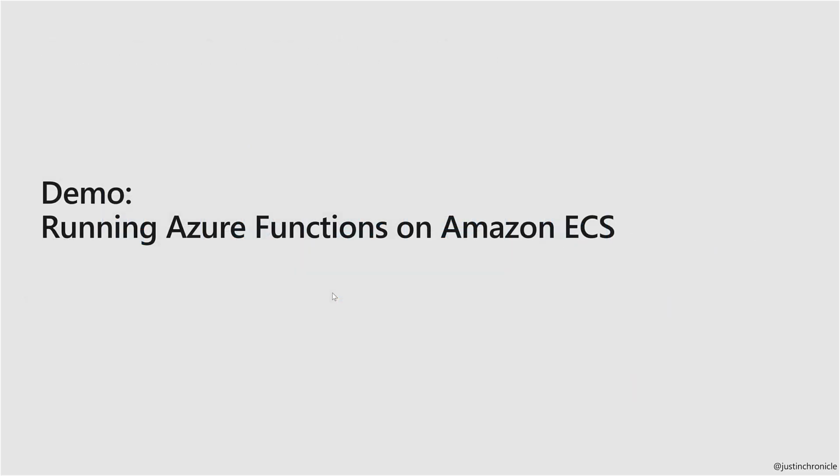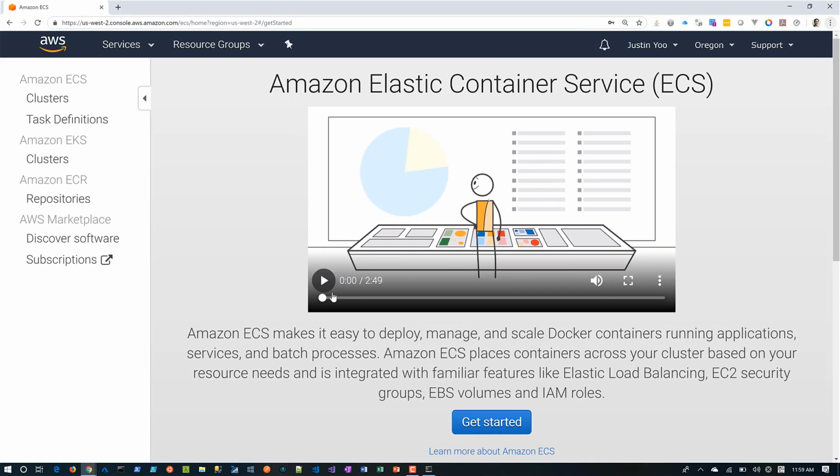So let's do some demo here. I'm going to run the Azure Functions runtime on Amazon ECS. Okay, so this is the Amazon ECS cluster. So let's get started.